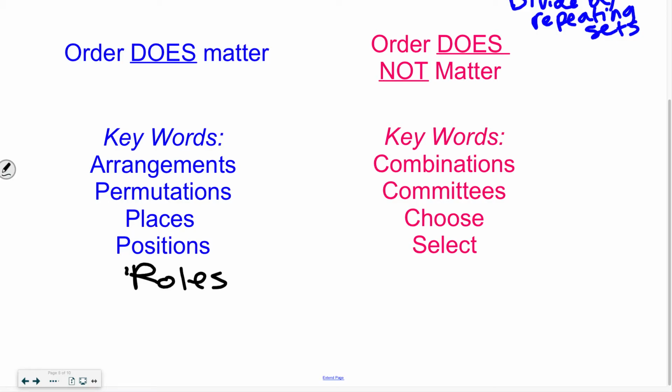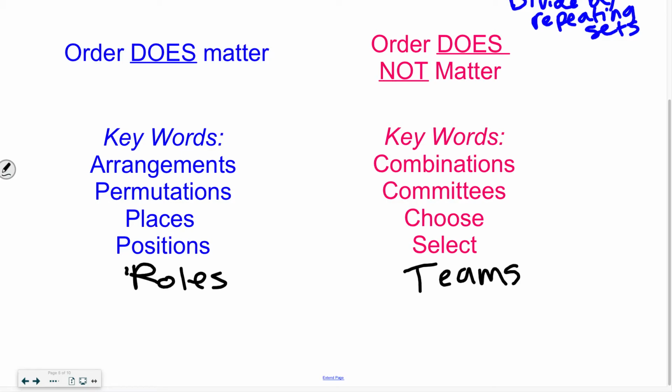Combination. This is one that sometimes gets used over on this side by other people, so it doesn't always mean a combination, but usually it does. If you talk about committees, if you just want to be on a committee, it really doesn't matter what order you get chosen for the committee. Choosing, selecting, teams are examples of combinations.